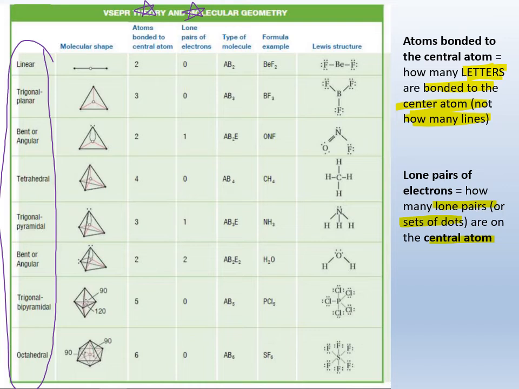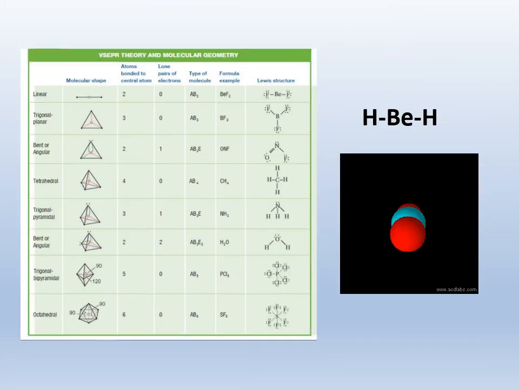So if something has two atoms or two letters bonded to the center and one lone pair, it's bent or angular. You just call it bent or you call it angular. You don't have to say both. And when you draw its Lewis structure, you're going to draw it like that shape because it bends down. It's not linear because that pair up top pushes the single bonds away. So this chart is extremely important.